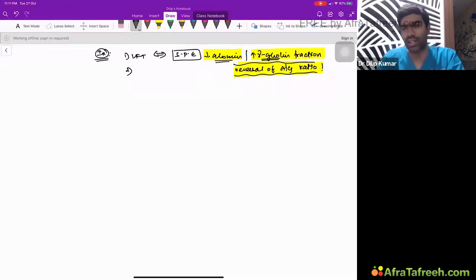This can be seen in many other conditions also. Chronic inflammation can lower the albumin, and chronic inflammation can increase the globulin as a compensatory response. So this reversal of the A/G ratio, with low albumin and high gamma globulin, is not a specific feature of cirrhosis or any chronic liver disease. It can be seen in many other conditions.